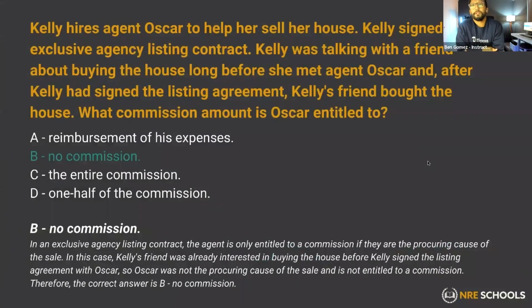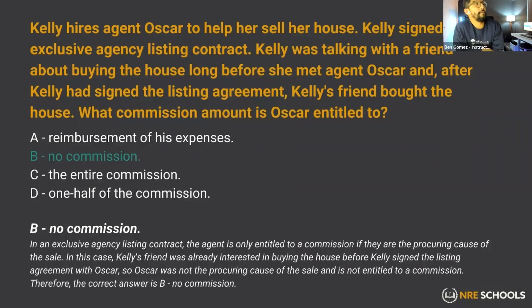This is a little bit longer one, so I'll just explain this one here. Kelly hires agent Oscar to help her sell the house. Kelly signed an exclusive agency. Remember, agency is the one where, if the seller brings the buyer, there's no commission owed.